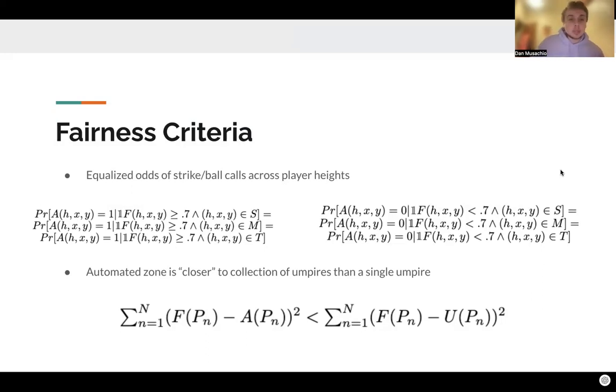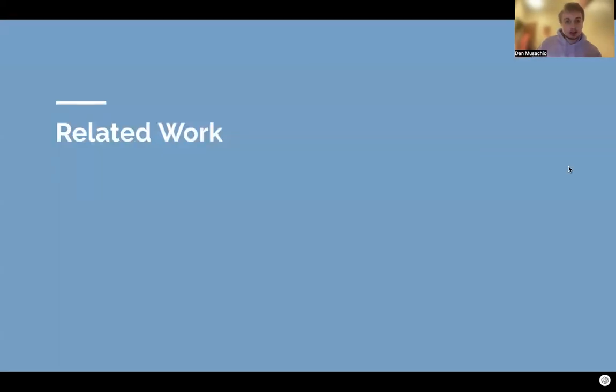Secondly, we believe that an automated zone has to be accurate. So how are we measuring accuracy? We're comparing how an automated zone does to its alternative, which is a single umpire. If we consider a group of umpires as the ground truth, we want to see that for a number of pitches, in general the automated strike zone is closer in calling strikes and balls to the expected value, the group of umpires' value, than the single umpire value. And if it satisfies both of these, we consider it a fair automated strike zone. Thank you.